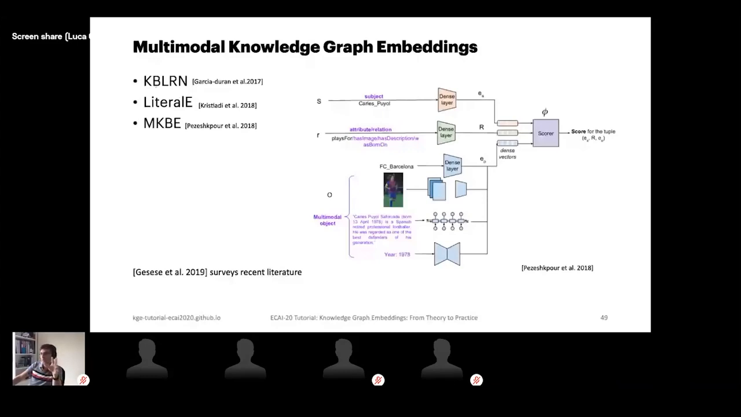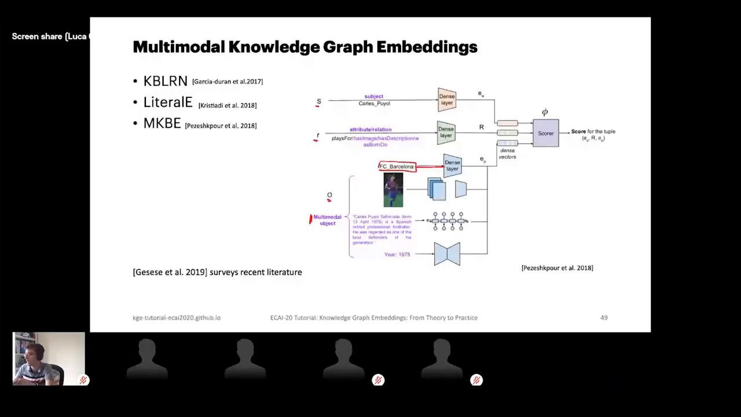And research goes back to a couple of years ago with models such as KBLRN, LiteralE, or MKBE, which is where I took this picture from, right? You see that, again, this is a picture that comes from their paper, and they show how they are processing a subject, relation, and object triple, pretending that the object can be a multimodal concept. So it means that if it's just the concept, it goes through the usual dense layer that we described earlier on, right? So Carles Puyol plays for Barcelona.